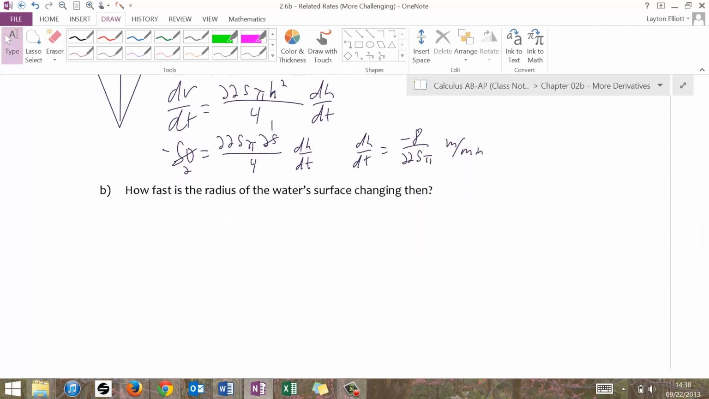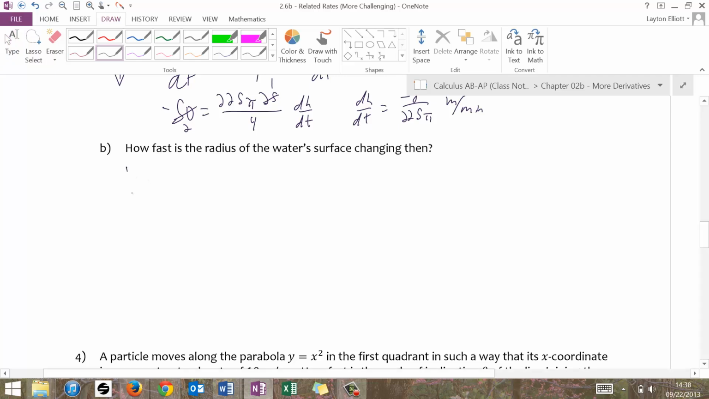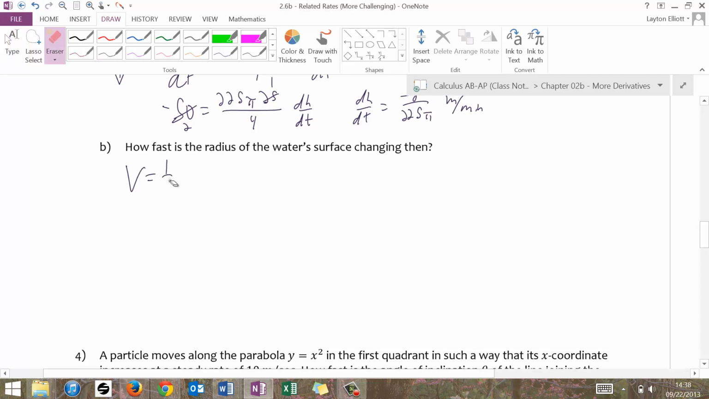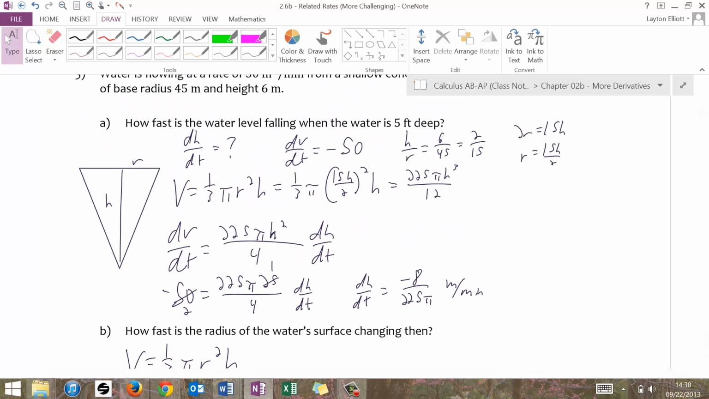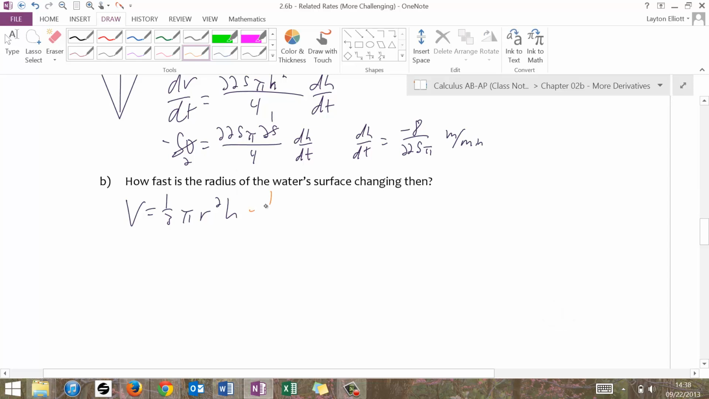Next one, how fast is the radius of the surface changing then? This is kind of like before. We're going to take volume is equal to 1/3 pi R squared H. And instead of H, I'm going to substitute. So let's go back up to here and solve that thing for H. That would be H is equal to 2R over 15. So 1/3 pi R squared times 2R over 15, and that's equal to 2 pi R cubed over 45.